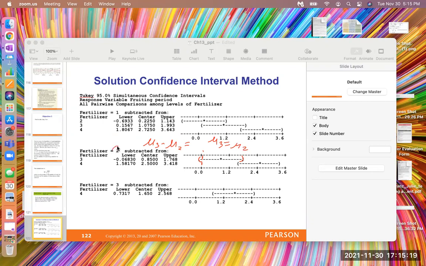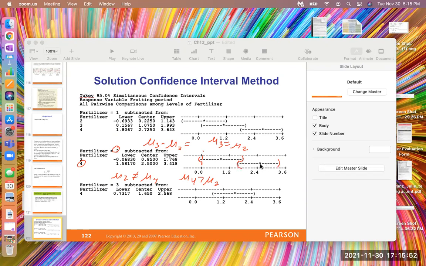Then they compare 2 to 4, and we look at this interval over here, and it does not contain 0, so we think that they're different. The mean of 2 is different than the mean of 4. And not only do we think they're different, but it's a positive difference. The calculation we did was 4 minus 2. So we think that 4 is larger than 2, because this interval is strictly positive numbers.